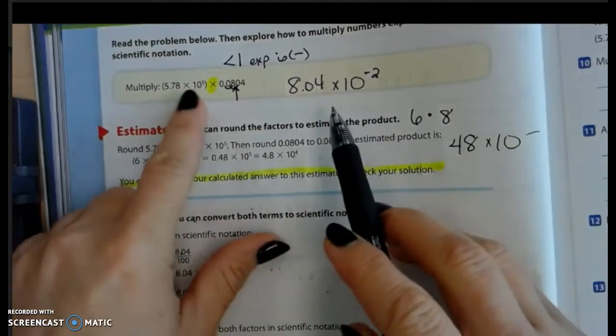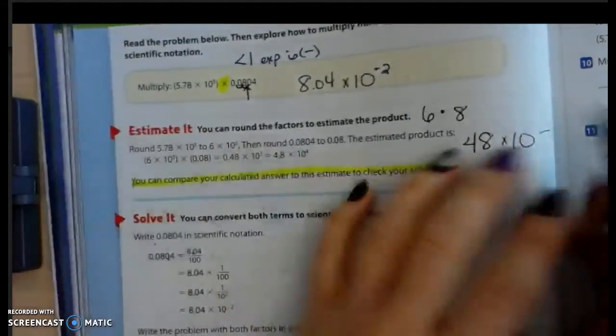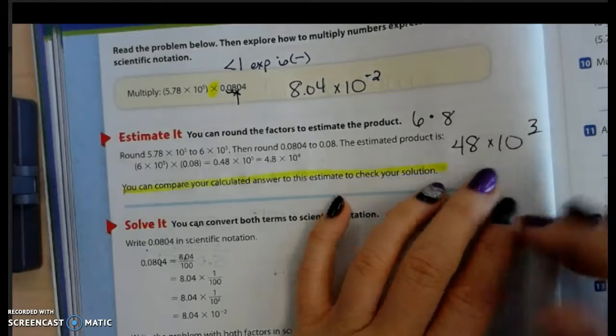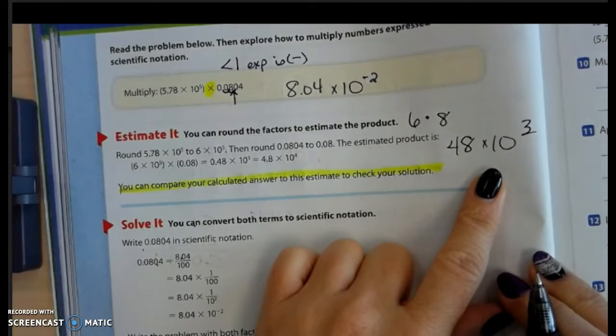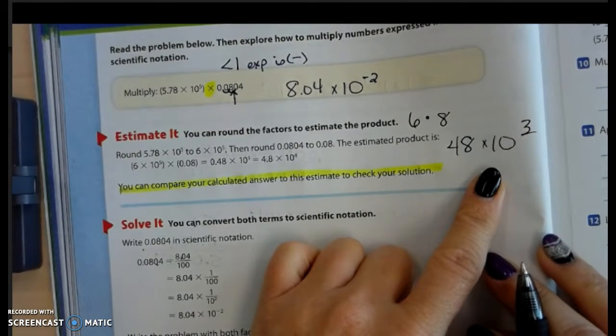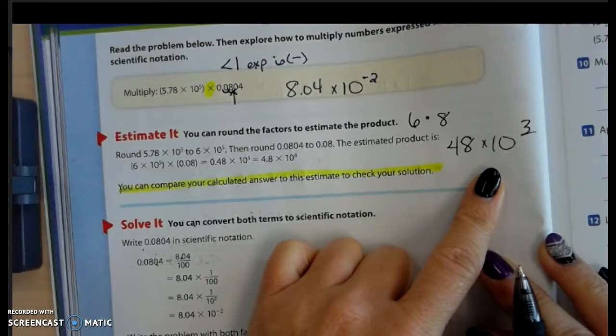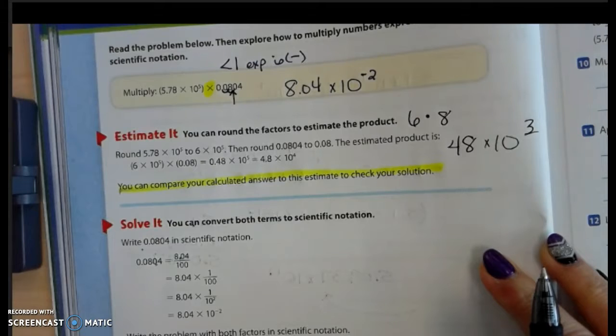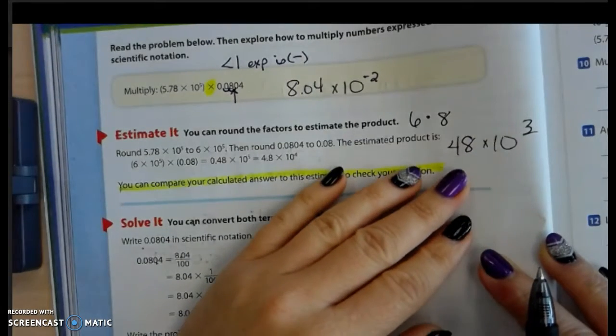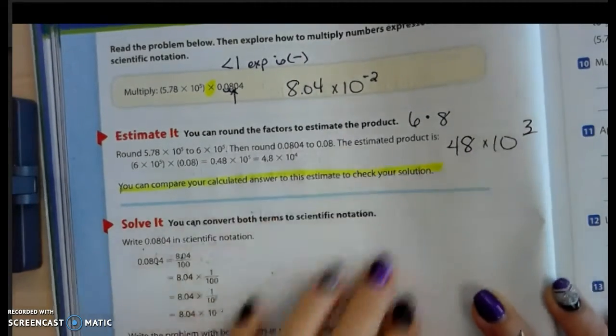Let's see, the product rule, 10 to the 5th and 10 to the -2 makes 10 to the 3rd. It's not in correct scientific notation, but it does give me a starting point for where I should be. Okay, I'm looking at 48 times 10 to the 3rd or 4.8 times 10 to the 4th if I was to fix it. Now, just set that thought aside. We'll come back to it.